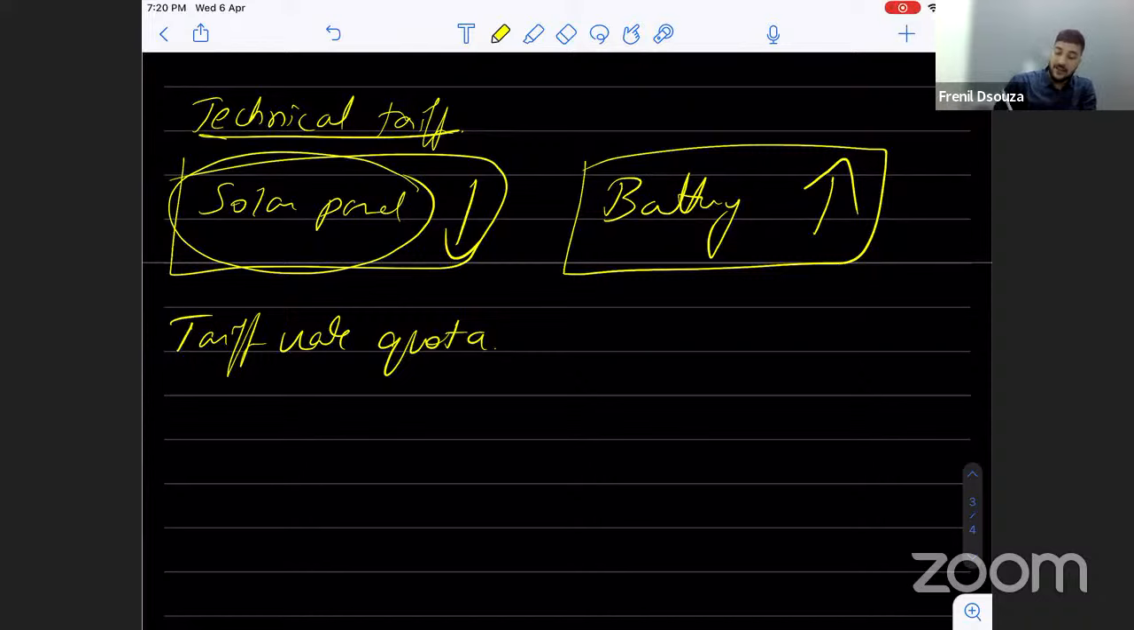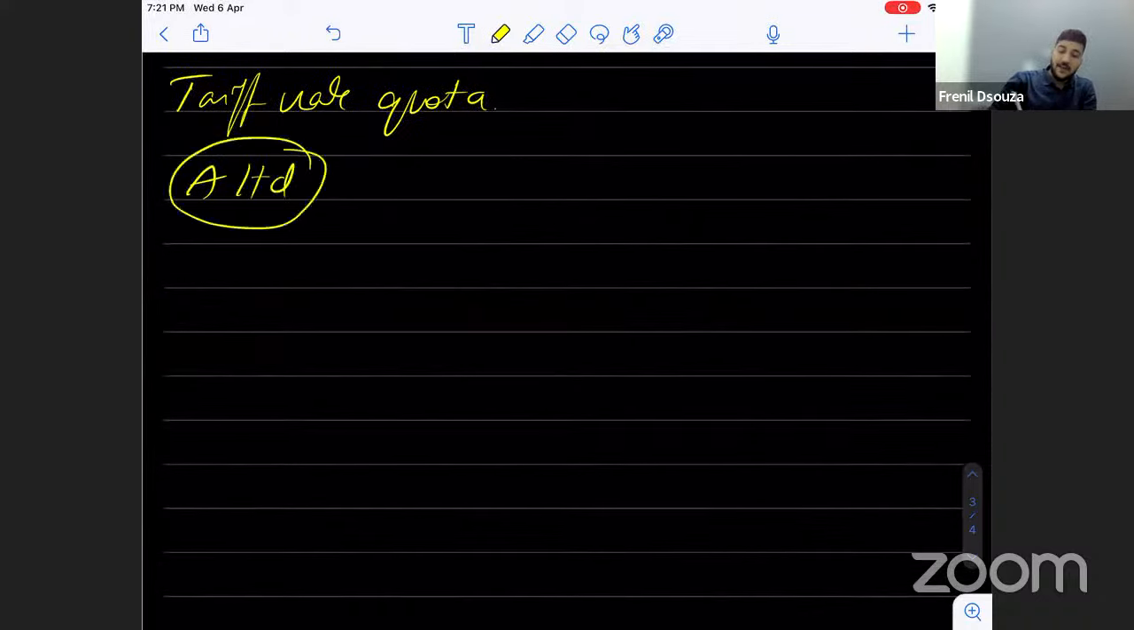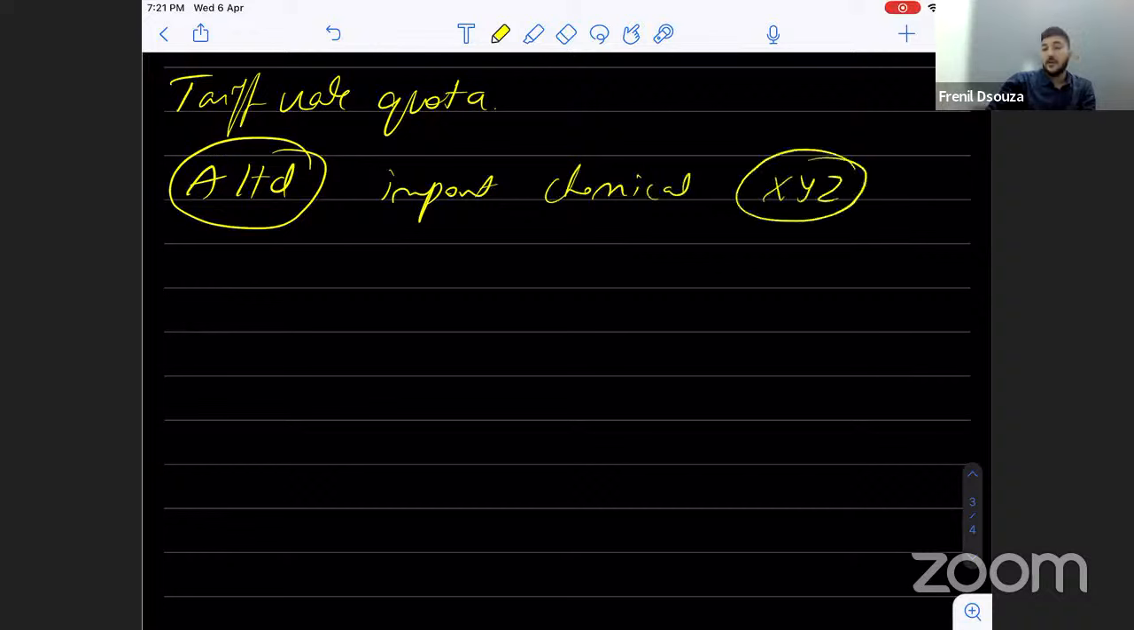For example, let us say that there is a company called A Limited, and they are going to import a dangerous chemical called XYZ. Now this chemical is very dangerous for the environment and to the society, but it is a must to make sure that certain chemicals are manufactured. Now, in that case, government wants to restrict the import, but government cannot put a ban on the import. At that time, what will they do? They will give a tariff rate quota, which means under a particular quota.